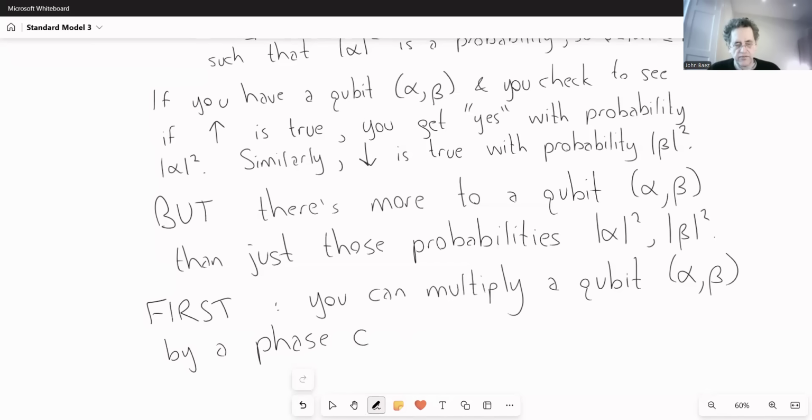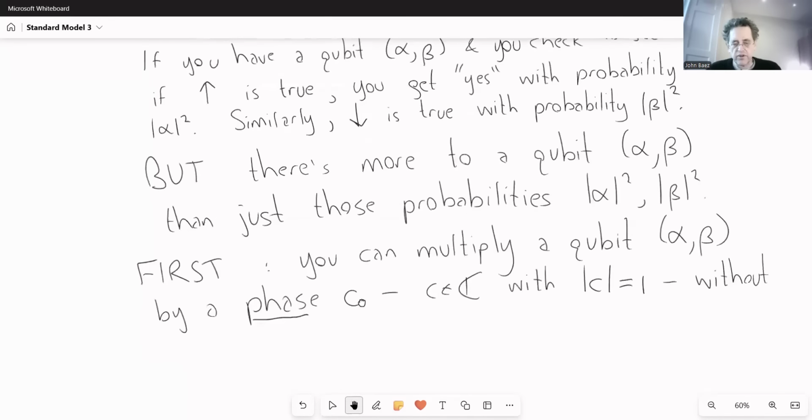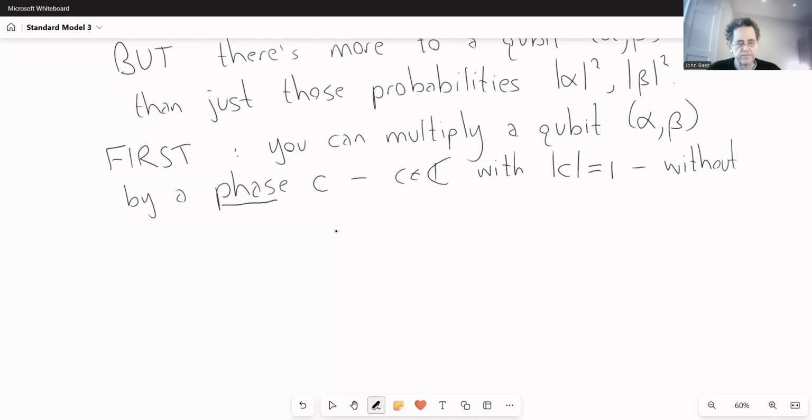So I will define phase. What is a phase? It's a complex number, but not just any old complex number. It's a complex number where the absolute value equals 1. And you can multiply a qubit by a phase without changing the probabilities that the qubit represents, the probabilities for the system being up or down.